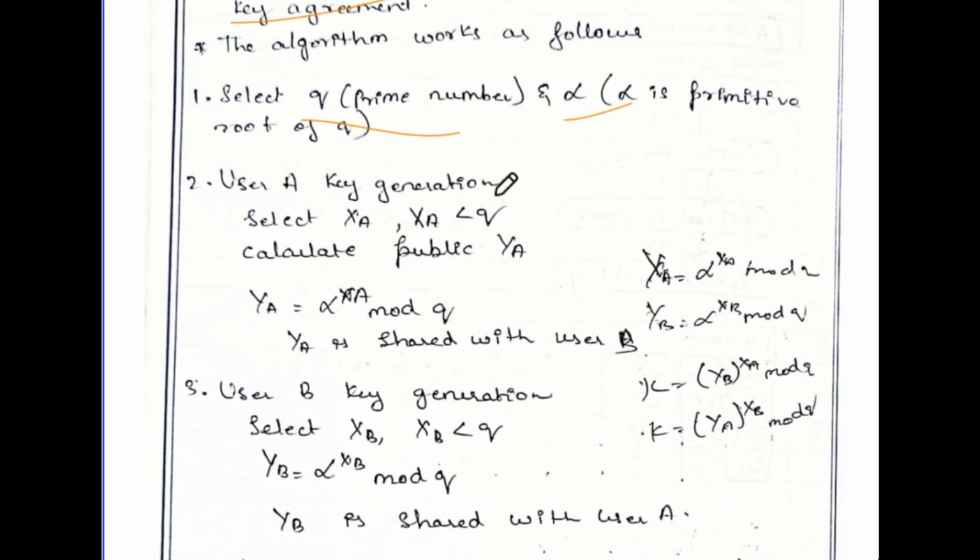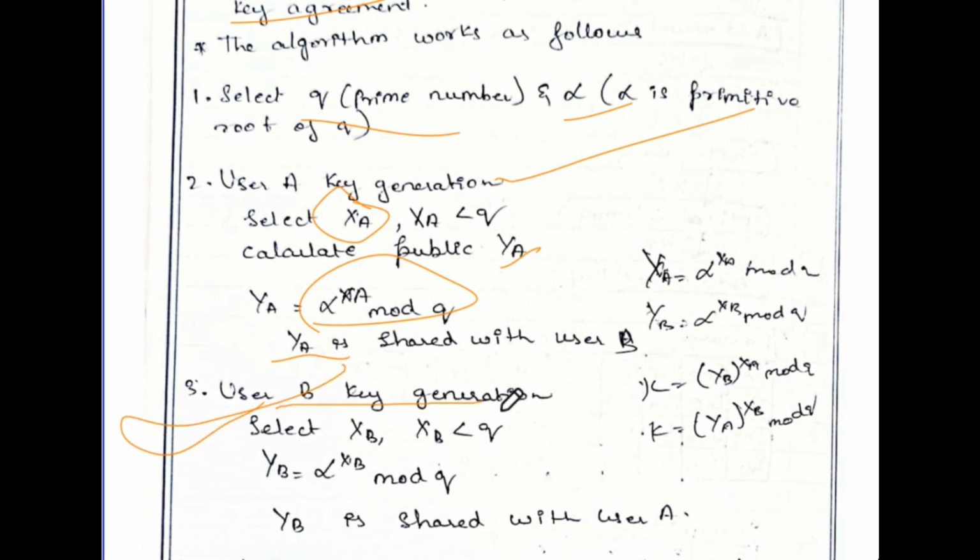For key generation for user A, user A should have some key. So first, you have to select XA. XA must be selected such that it is less than Q. Calculate the public key YA using this formula: alpha to the power of XA mod Q. After finding the value of the key, it must be shared with user B.